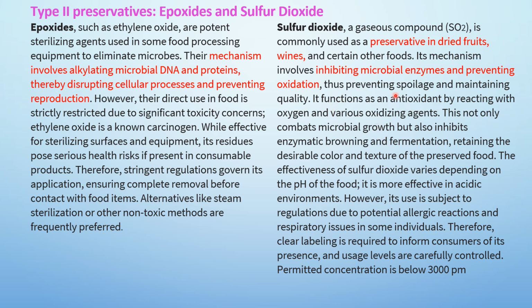And then, it not only prevents spoilage but also maintains quality. In fruits, it also inhibits browning and fermentation. Sometimes fruits quickly brown due to oxidation, so it can prevent all these undesirable effects in the food and maintains the color and texture of the food. So it is mostly used, but sometimes it can cause allergic reactions in some individuals, like respiratory issues.